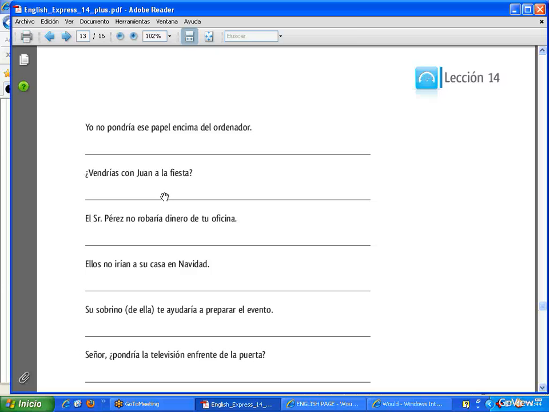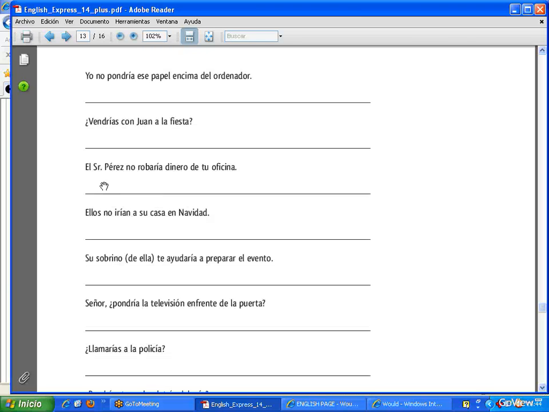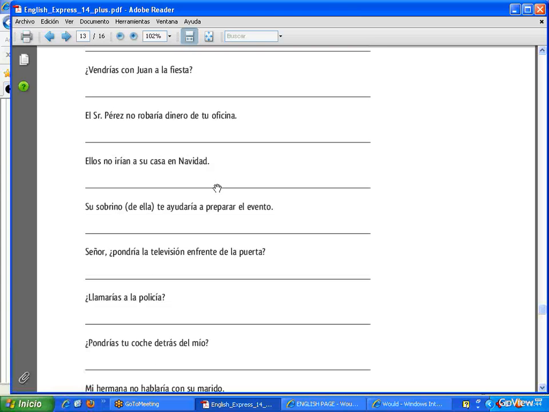And here's another. This is a sort of mixture of conditional and opinion. I don't think they would go to their house at Christmas. I think they would stay in the hotel because the hotel has everything. Okay, I don't think they would go to their house at Christmas. Okay, su sobrino de ella. Okay, so her nephew would help you to prepare the event.